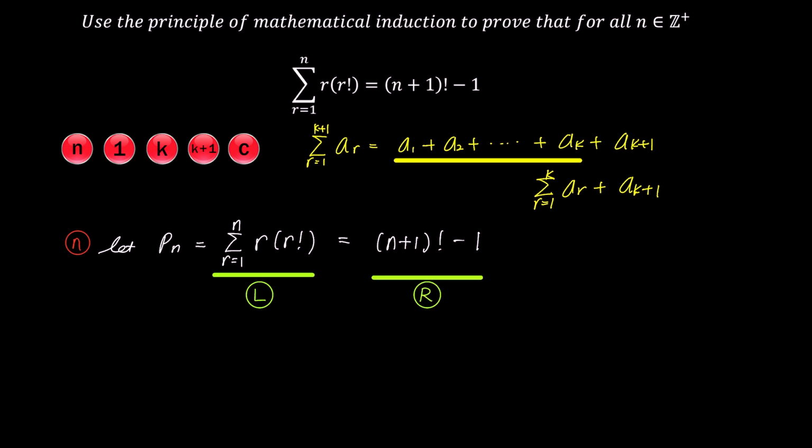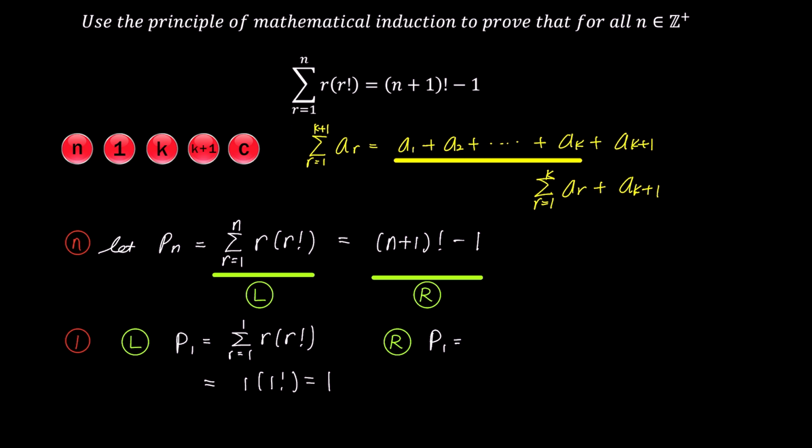Now let's start the second step, which is checking if the first term is true. The left side, P sub 1, is the sum of r times r factorial as r goes from 1 to 1, making it 1 times 1 factorial, which is equal to 1. The right side, P sub 1, with the n replaced by 1, becomes 1 plus 1 factorial minus 1, resulting in 2 minus 1, which is 1. Since the left side P sub 1 is equal to the right side P sub 1, the first term P sub 1 is true.